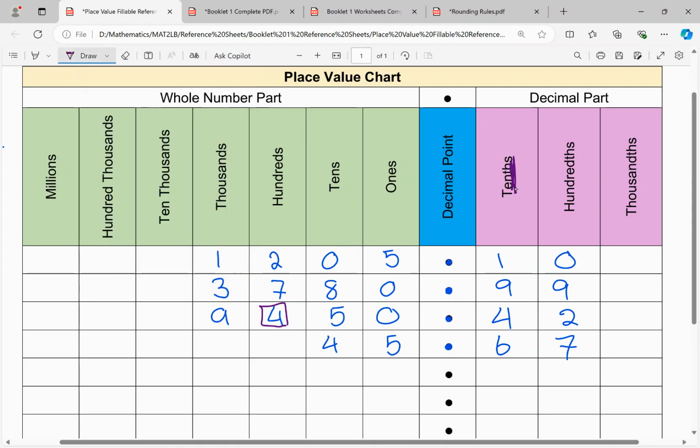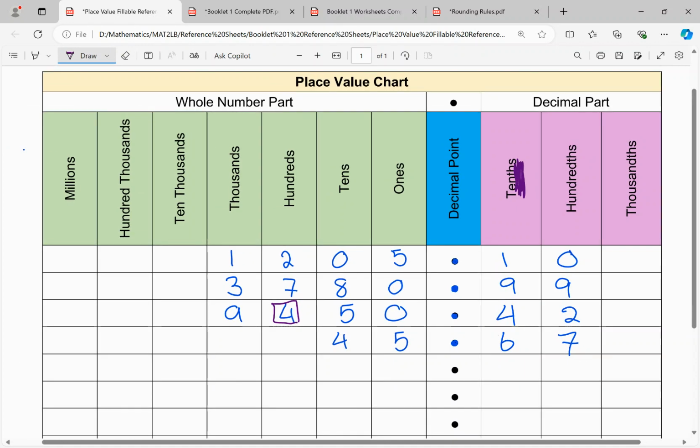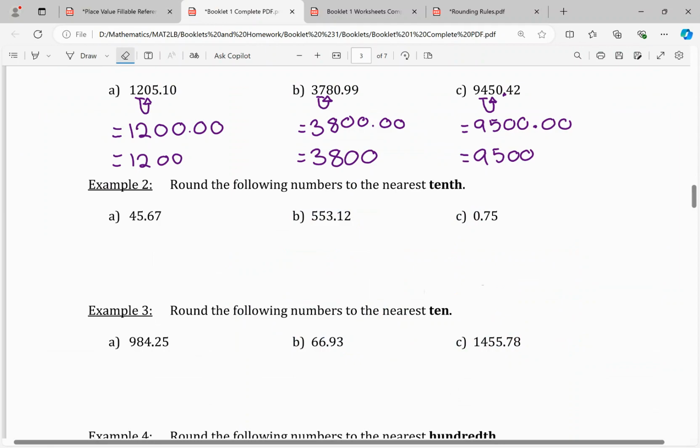Right? I look at the top. I look for the word tenths. And then I carry it down and I say, okay, this 6 is going to be my tenths. The tenths is the first number after your decimal. So this 6, the first number after my decimal, is what I am going to be rounding. I'm going to zoom in a little bit here.